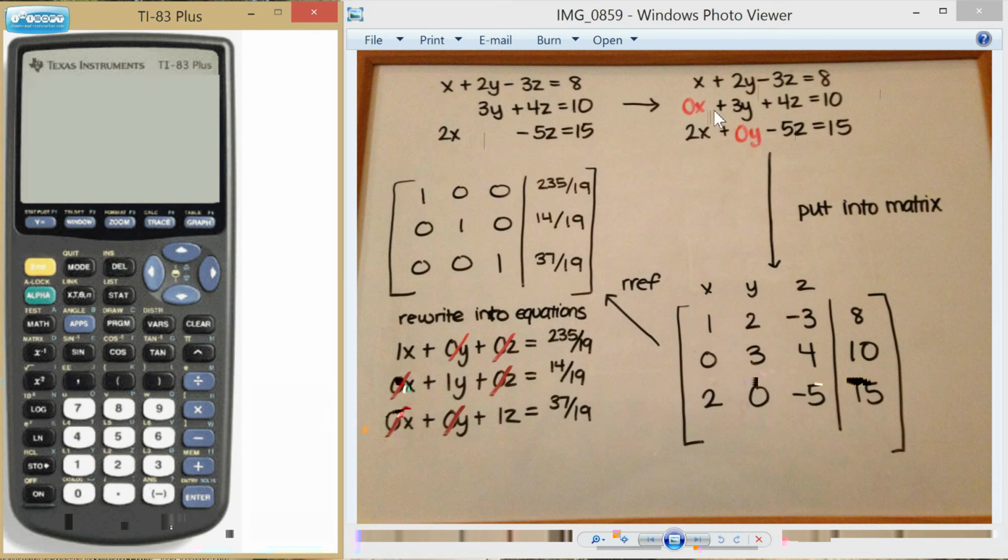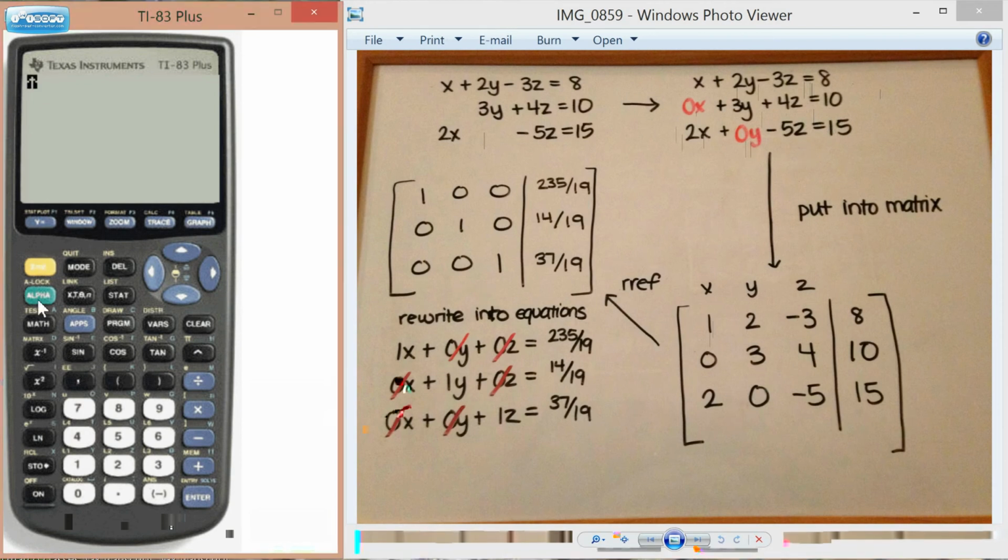You just read across and put the coefficients. So going across the first equation, the coefficients are 1, 2, -3, and 8, which you can see is the first row in our matrix right here. And then you just follow the same thing for the last two equations. So you'd have 0, 3, 4, and 10 for the second row of the matrix, and then 2, 0, -5, and 15 for the third row of your matrix.